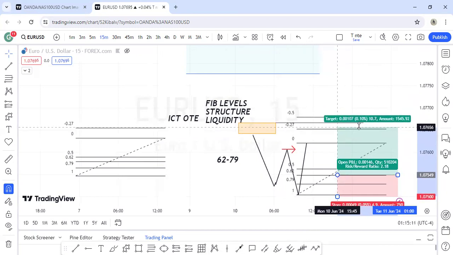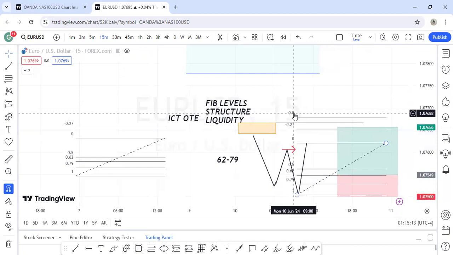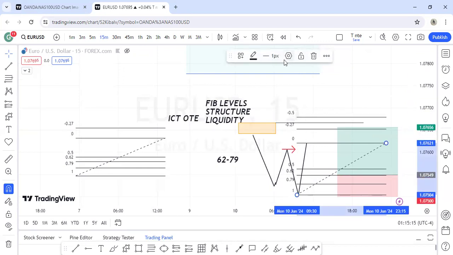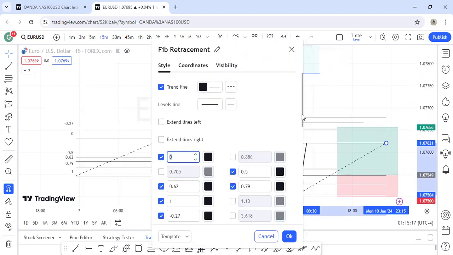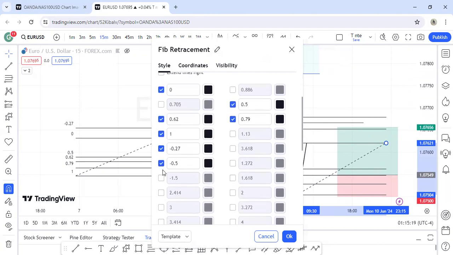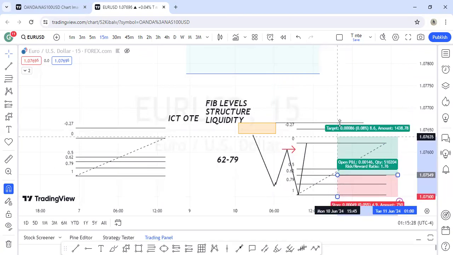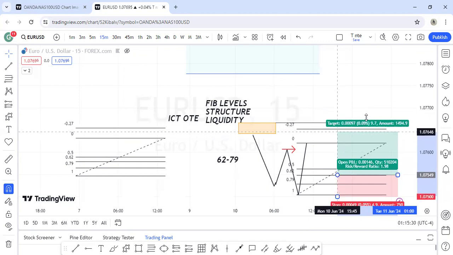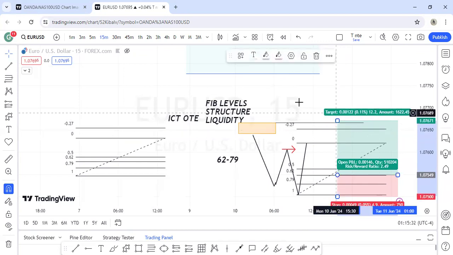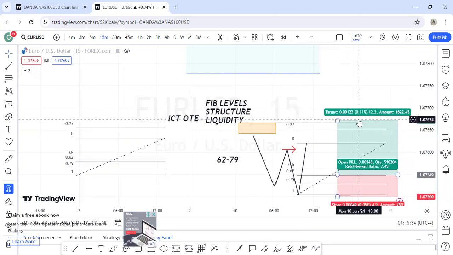And since you can see Asian liquidity here, remember, fib levels are just for your entries. You also have to consider structure. Since the Asian liquidity is already here, there's no point putting your TP there. You can move your TP up a bit, just above the Asian high, somewhere around there. You can put it here, right? This now becomes approximately a 1:2.5 RR.